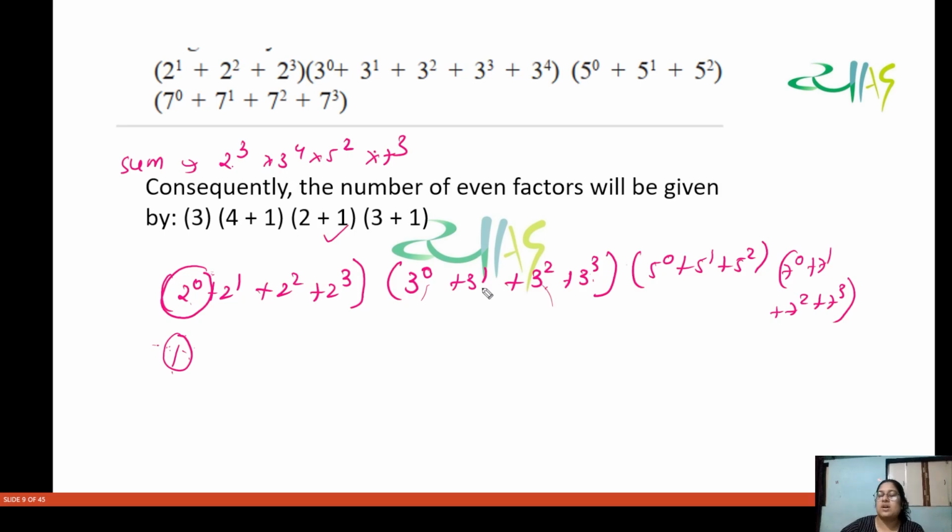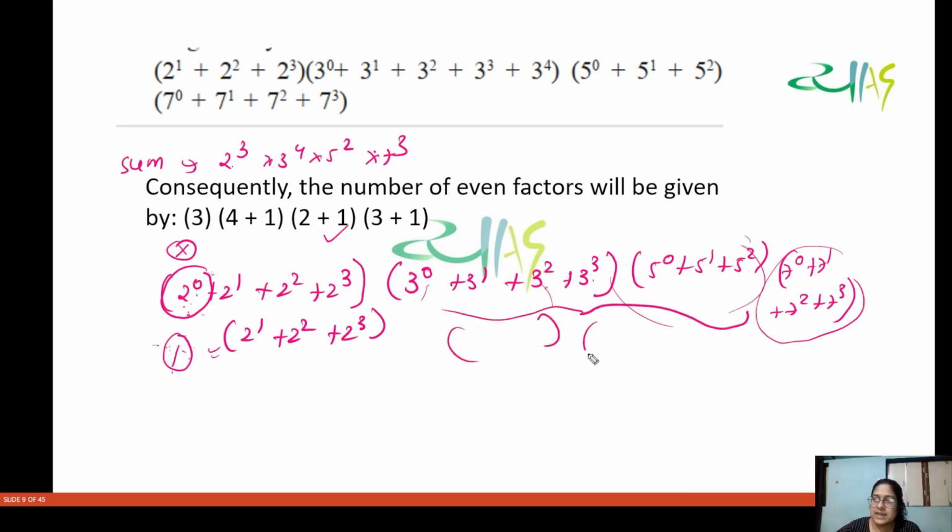So these will be all the odd factors, these will be all the odd factors, and these will be all the odd factors. All right, and their multiplication will also be the odd factors. Okay, so all the odd powers are because of this. So if I remove this, what I am going to get is that if I say 2 to the power 1 plus 2 to the power 2 plus 2 to the power 3, and this whole expression is kept as it is, so I will get the sum of even factors.